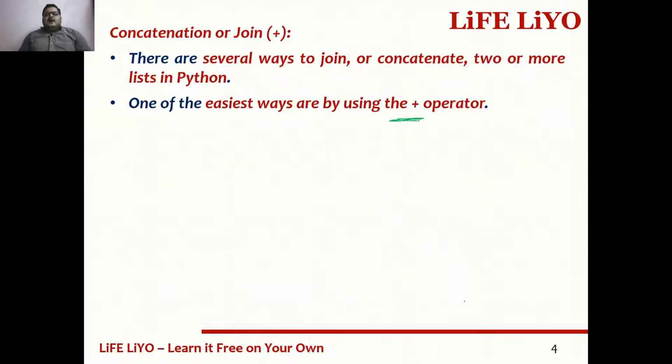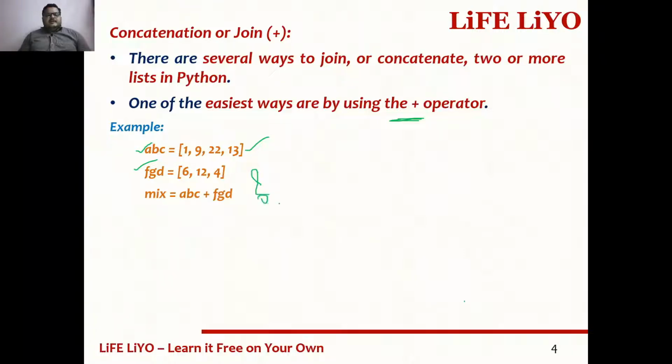So let us know the syntax. Let us take a list ABC with these elements 1, 9, 22, 13, FGD equal to 6, 12, 14, mix equal to ABC plus FGD. That means we are concatenating or joining list 1 with list 2. Then what are we going to get as the answer? So let us execute this one.